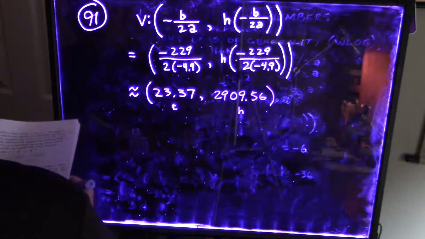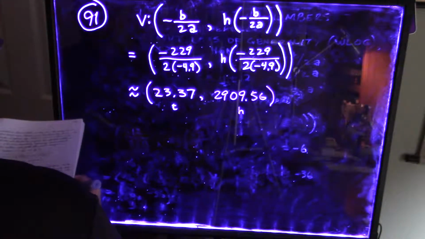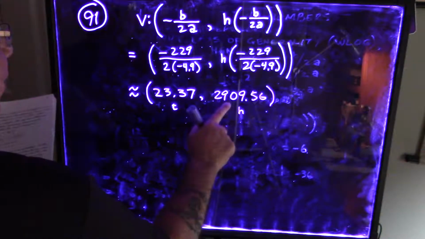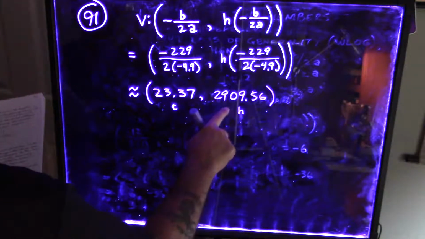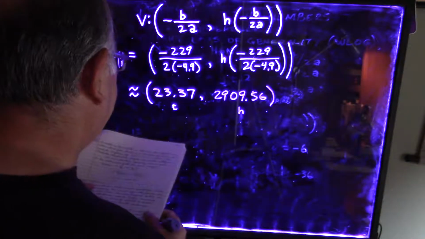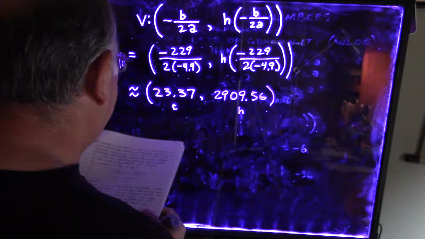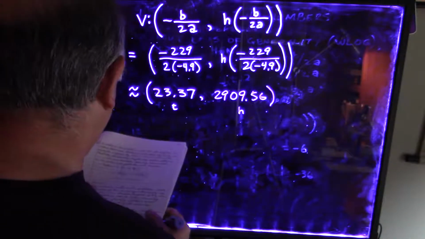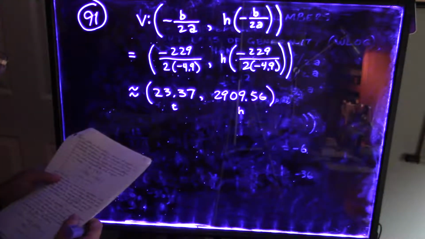Okay, so the question said, what's the maximum height? Well, that would be this right here. The maximum height is 2,909.56, and that is in, what was that again? Height in meters. Height in meters above sea level.